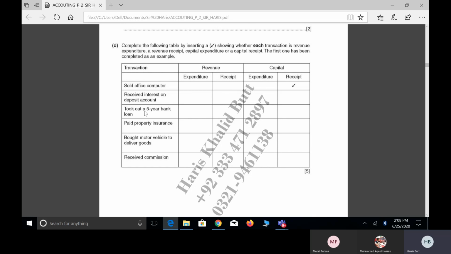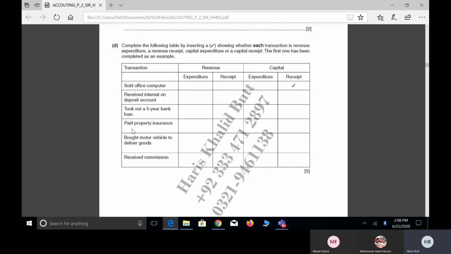Over here, took out a 5-year bank loan. You have taken a loan from the bank. Because a bank loan is a liability and you have taken a loan, it is a capital receipt, I'm sorry. You have taken a loan, so it's a capital receipt because you are receiving cash.